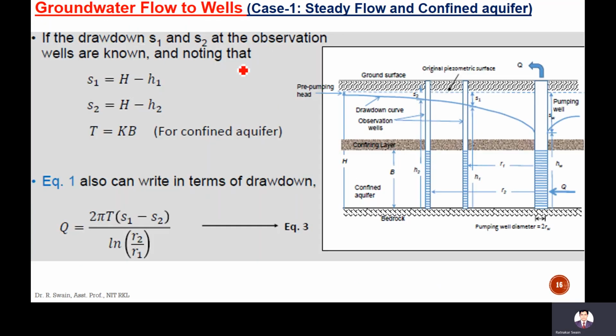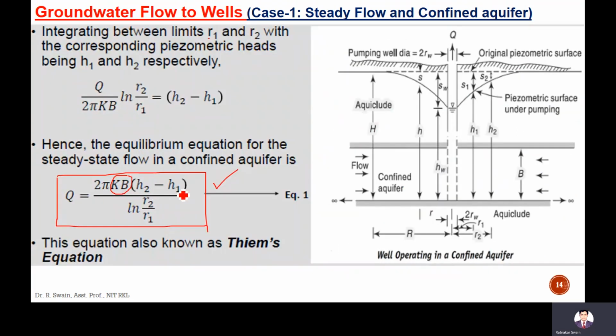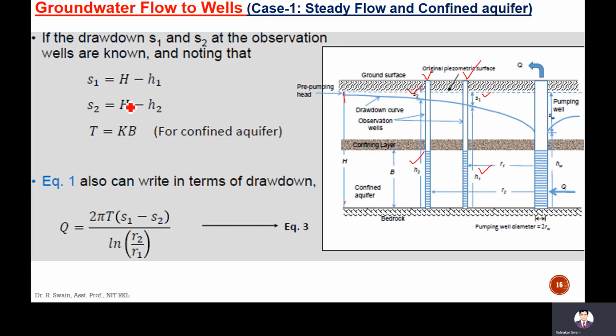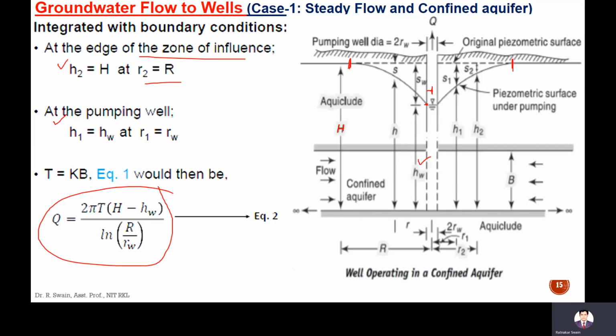If the drawdowns S1 and S2 at the observation wells are known, noting that S1 is equal to H minus H1 and S2 is equal to H minus H2, with two observation wells, here the drawdown is S1 and here S2. So S1 will be equal to total piezometric head capital H minus the piezometric head H1, and here H minus H2. You can put these two in place of H1 and H2.